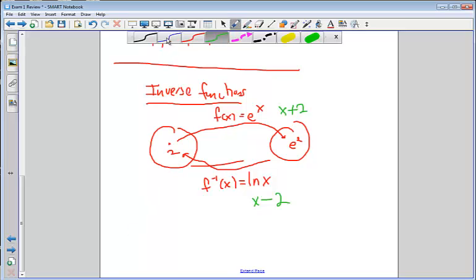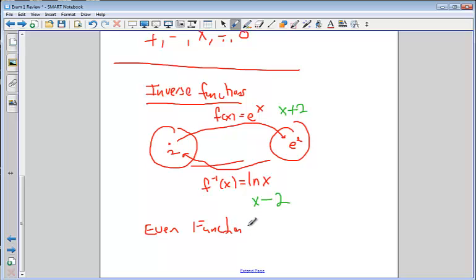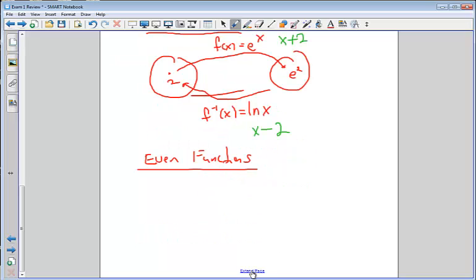We also have these even and odd functions. So let's talk a little bit about what we mean by even functions and odd functions.